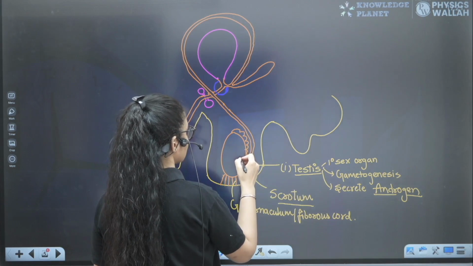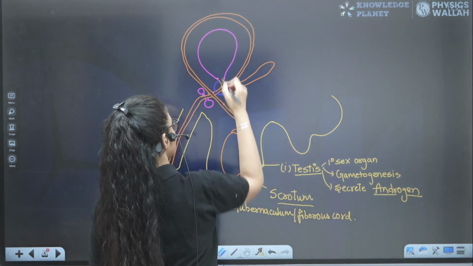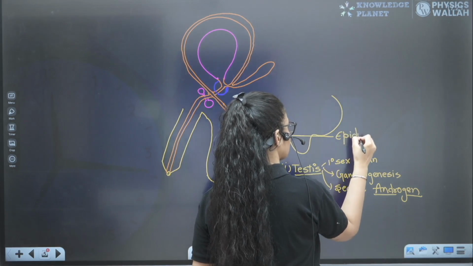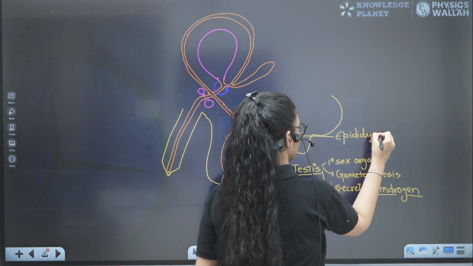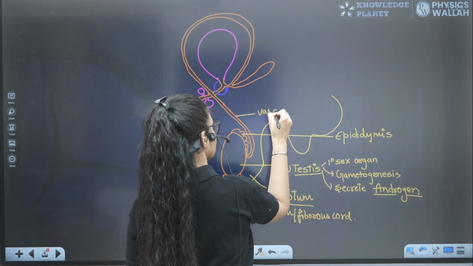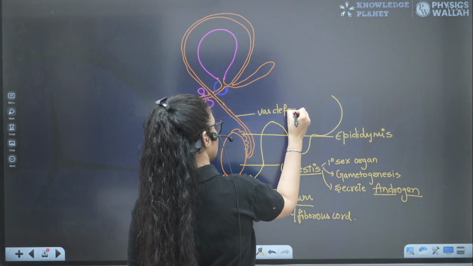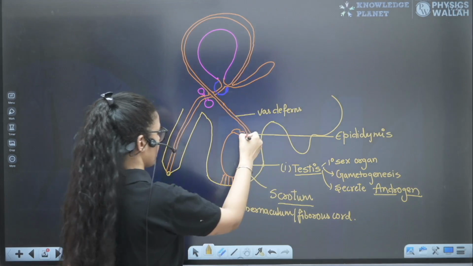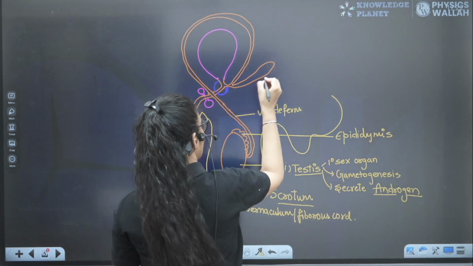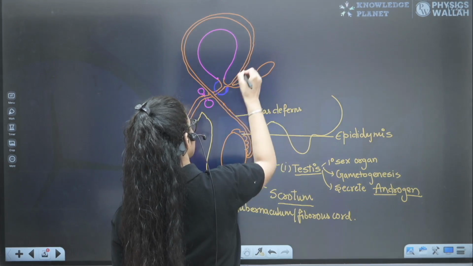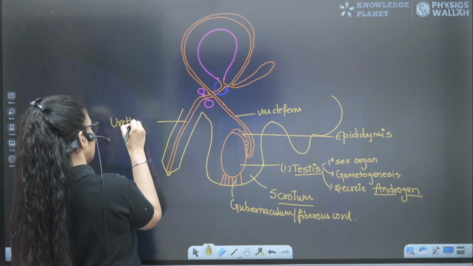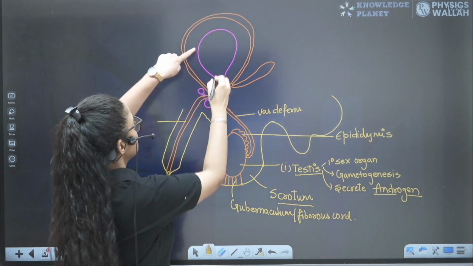Now, obviously, after the sperm formation, it will go to the ducts. A highly coiled duct known as epididymis, which is the longest tube. Then vas deferens enters the abdomen region from the scrotum. It will ascend to the abdomen region, and this duct will finally open into the duct that is known as urethra. As we can see, this is the urinary bladder.